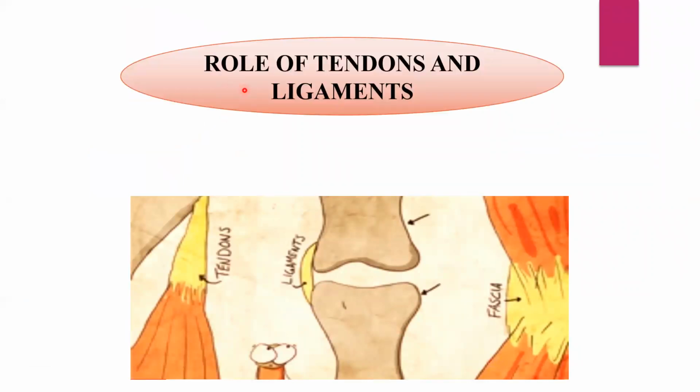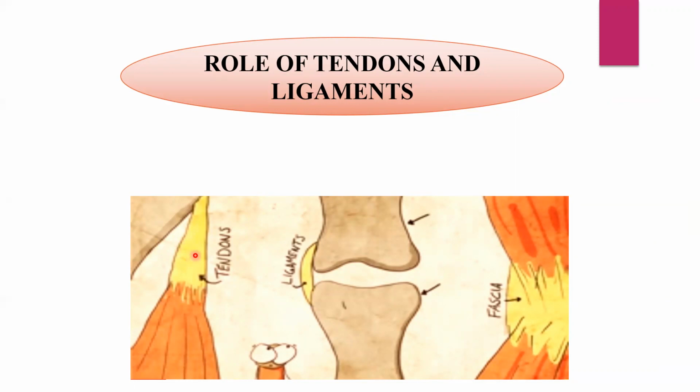Third topic: the role of tendons and ligaments. First of all, we will define tendons. What are tendons? What are ligaments? Tendons and ligaments are bands of connective tissue made up of collagen fibers. Tendons are bands of connective tissue in which collagen fibers are tightly packed.